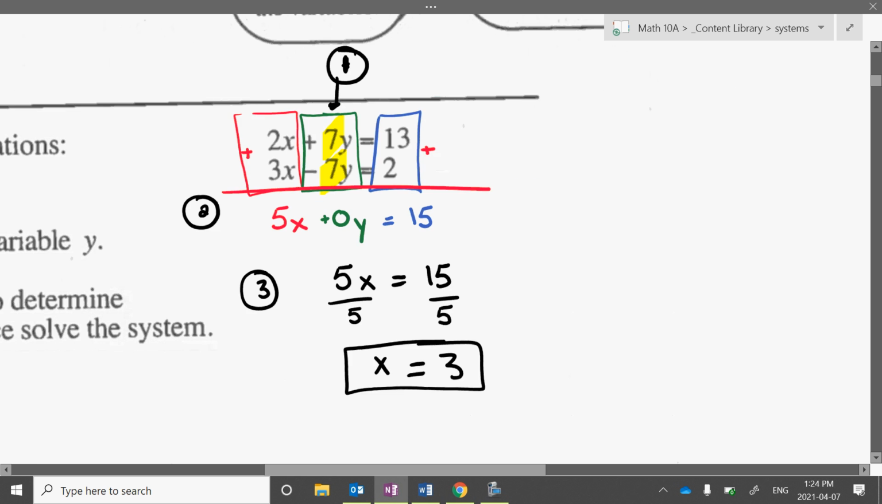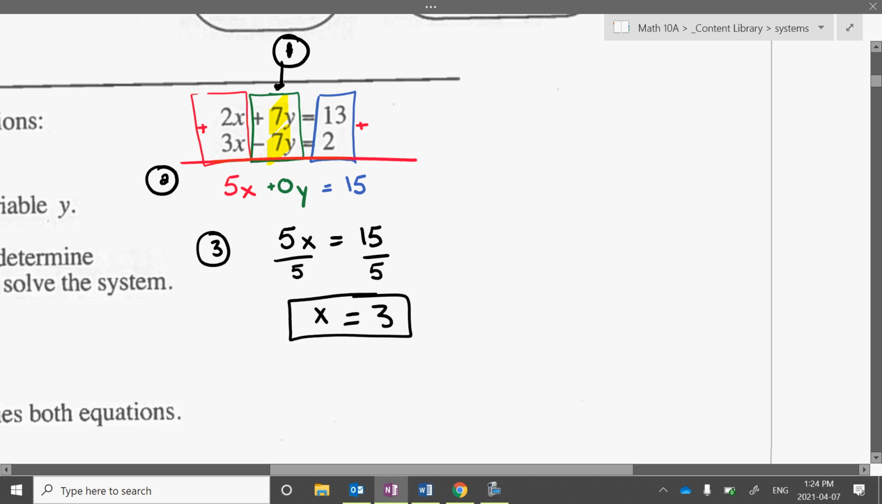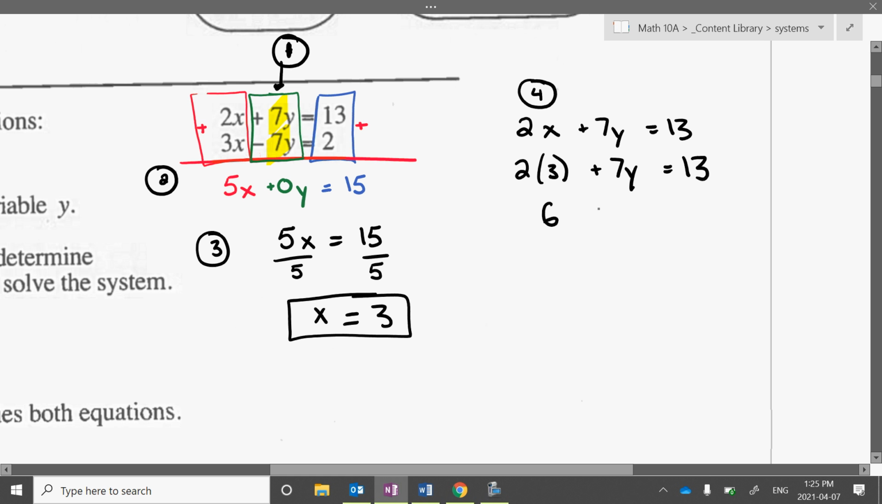Am I done? No. So now we need to solve for y. So I can plug that 3 into either equation initially. Does not matter which one. So I'm going to plug it, let's say, just into the first one. So it was 2x plus 7y equals 13. I would always plug it into the easier one. So then I get 6 plus 7y equals 13. And so then y is equal to 1.